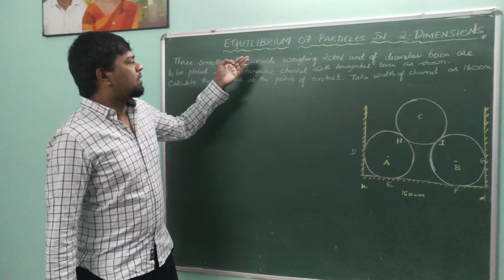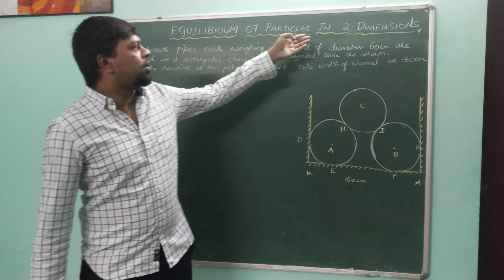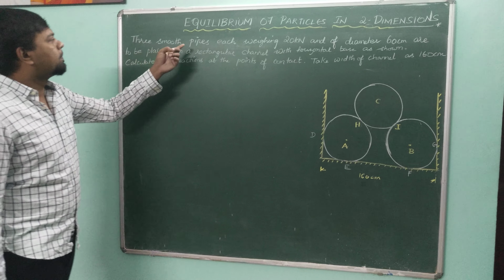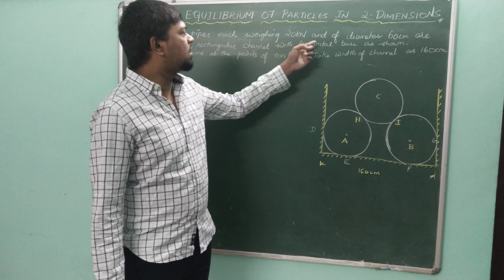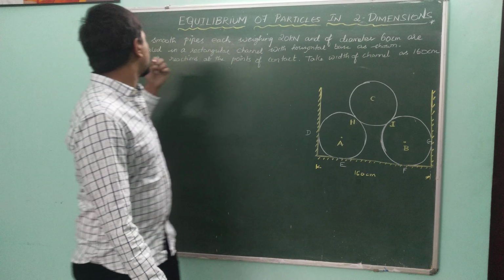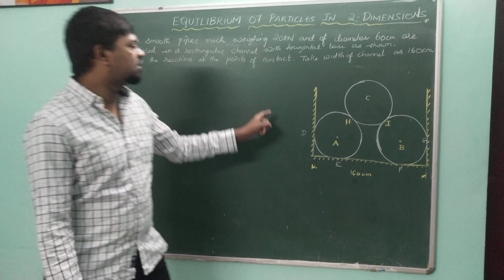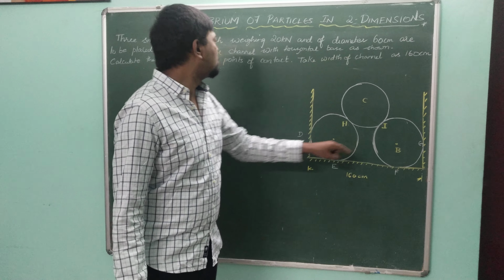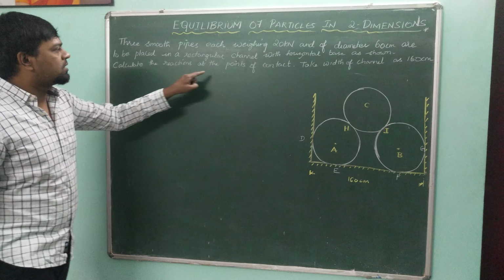Students, today's topic is equilibrium of particles in two dimensions. Let me read out the question. Three smooth pipes, each weighing 20 kilonewton and of diameter 60 centimeter, are to be placed in a rectangular channel with the horizontal base as shown. Calculate the reaction at the point of contact.